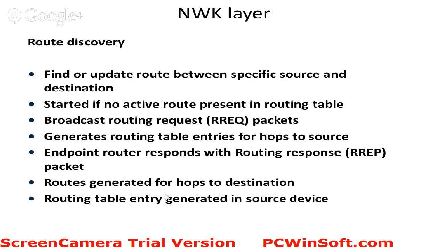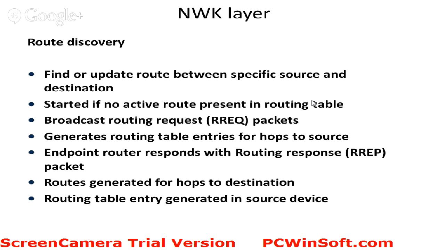Now another network layer task is route discovery. The basic algorithm followed here is AODV, ad hoc on-demand distance vector algorithm. It is modified somewhat to the ZigBee requirements, but the basic algorithm is that one. So you might have read that particular algorithm. This is how a route is discovered: find or update a route between a specific source and destination. Route discovery is started if no active route is present in the routing table.